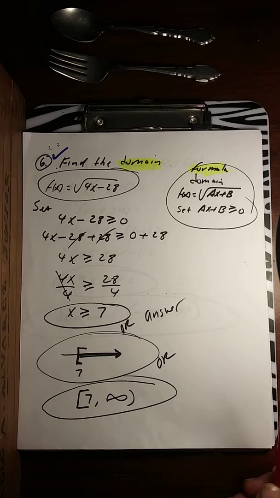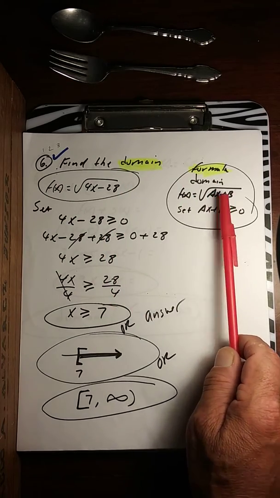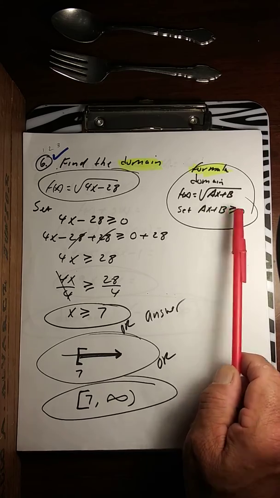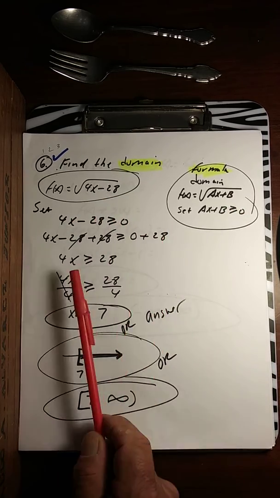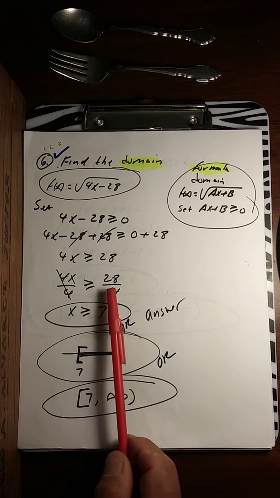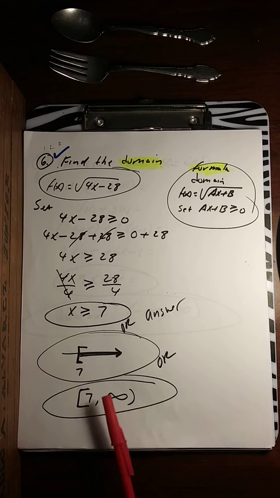Find the domain of this radical function. The formula is square root of ax plus b, set ax plus b greater than or equal to 0. So set 4x minus 28 greater than or equal to 0. Add 28, 4x is that, divided by 4, so x is greater than or equal to 7, or from 7 to infinity.